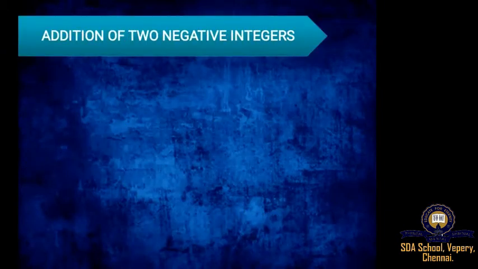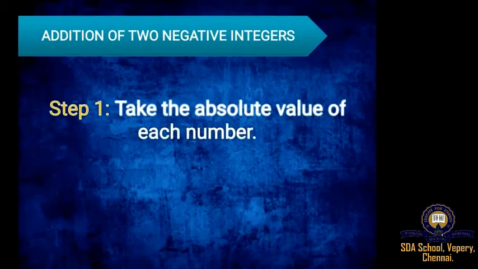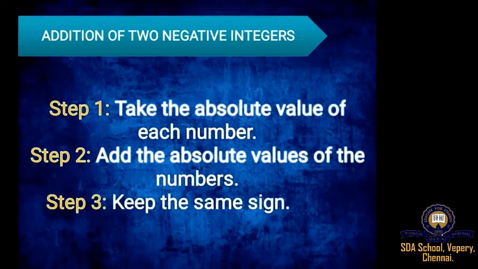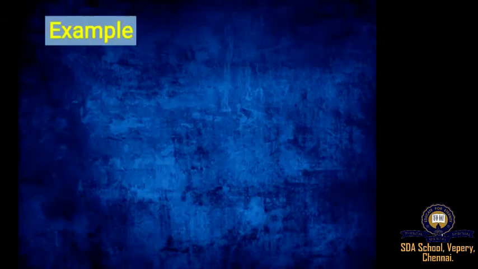Next is addition of two negative integers. In step 1, we have to take the absolute value of each number. In step 2, we have to add the absolute values of the numbers. In step 3, keep the same sign. We will see an example.